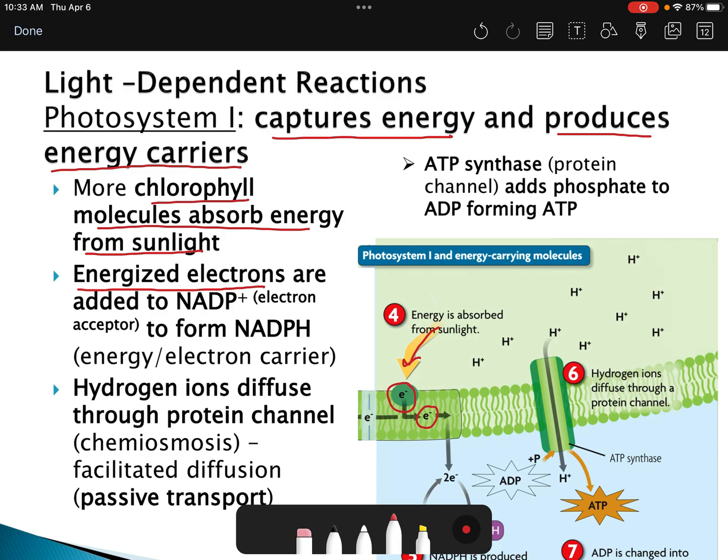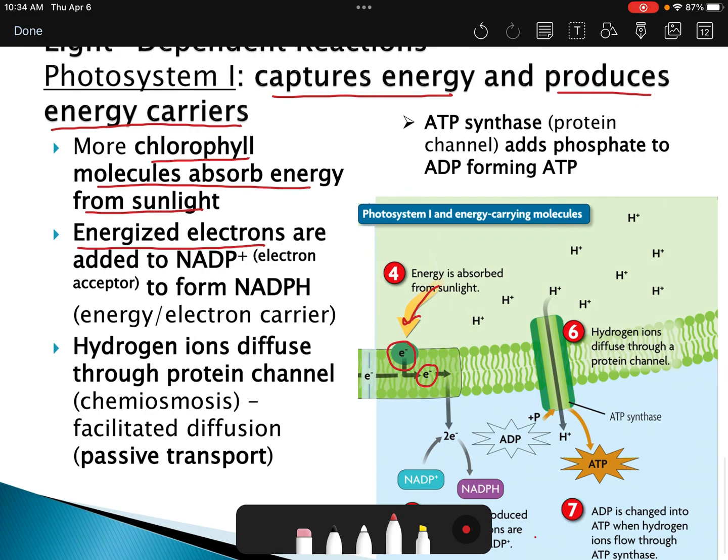But this time, instead of staying in the electron transport chain, they are going to be added to an electron acceptor called NADP+, and they're going to form an energy carrier called NADPH. So these are energy carriers. Sometimes they're called electron carriers because they accepted that electron and now they're carrying it. So here we have the electrons being added to NADP+, and it's forming NADPH.